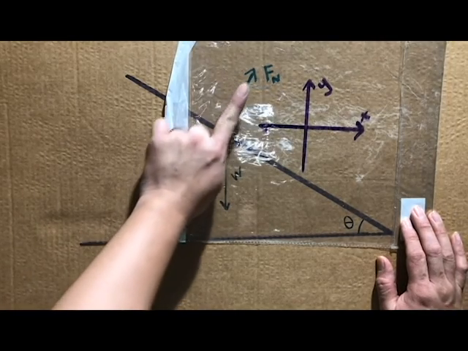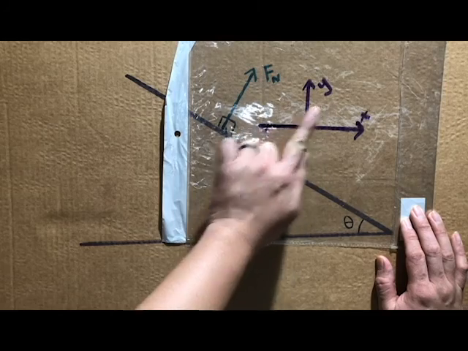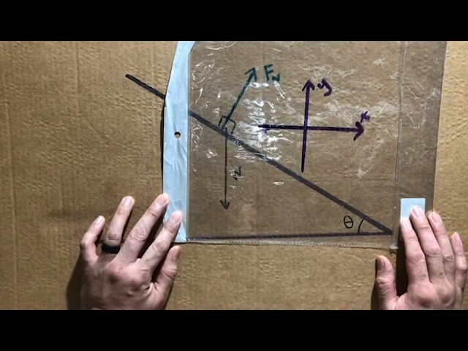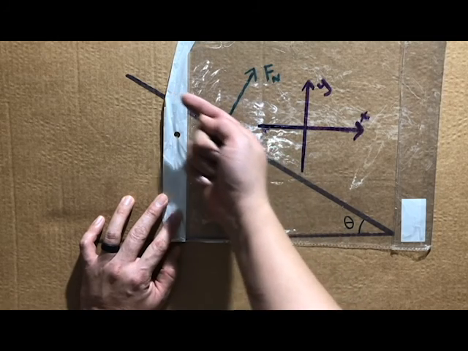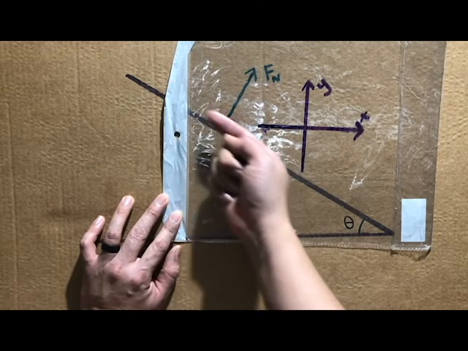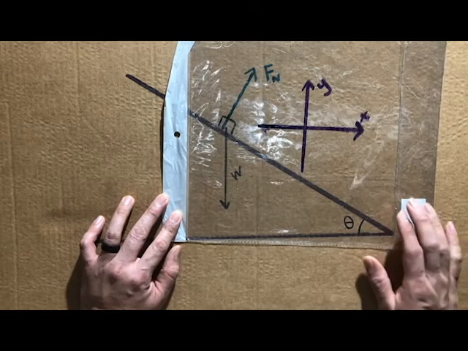Also, you would have the normal force going into the perpendicular plane, and you would have to break that into its components as well. We don't have friction in this case, but if we did, it would point in this direction, and that would have to be broken down as well.